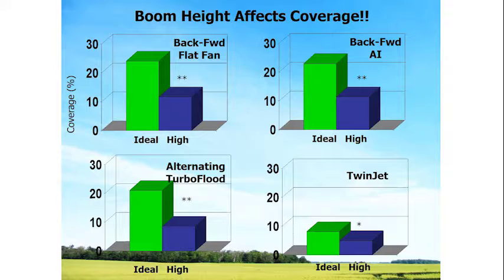So the backward and forward air induction, we tried that. The alternating turbo flood jet, we saw the same pattern as well. And then the twin jet. So the twin jet, ideally, 16 inches above the canopy or so.